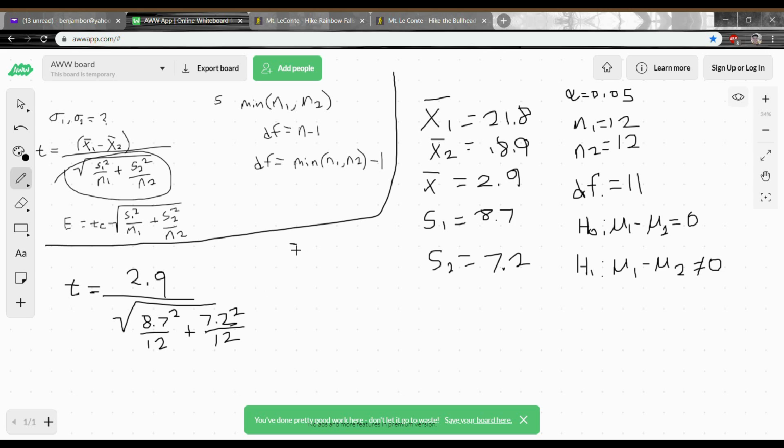Now we want to go ahead and figure out what this is by itself, because it's going to be useful to us later when we do a confidence interval. So we're going to take 8.7 squared divided by 12 and add to that 7.2 squared divided by 12. The square root of that number is 3.26. We're going to hold on to that. And then our t value is going to be 2.9 divided by that, and that is 0.8896. That's probably going to be rounded to 0.890.